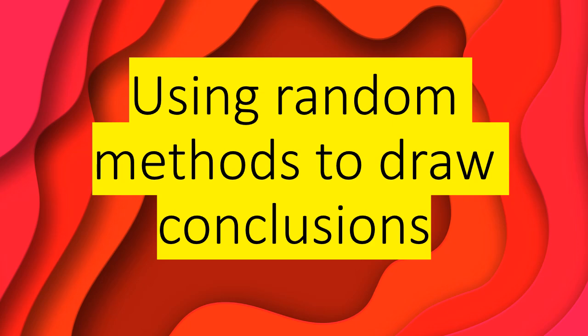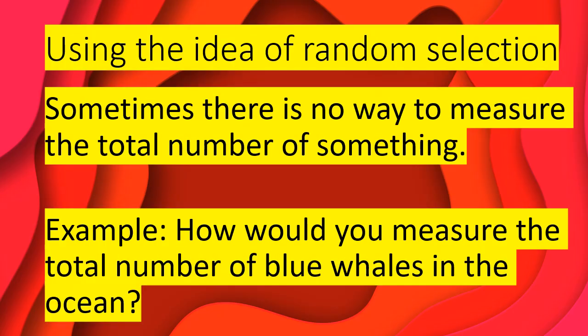We're going to be looking at using random methods to draw conclusions. So, using the idea of random selection. Sometimes there is no way to measure the total number of something. For example, how would you measure the total number of blue whales in the ocean?